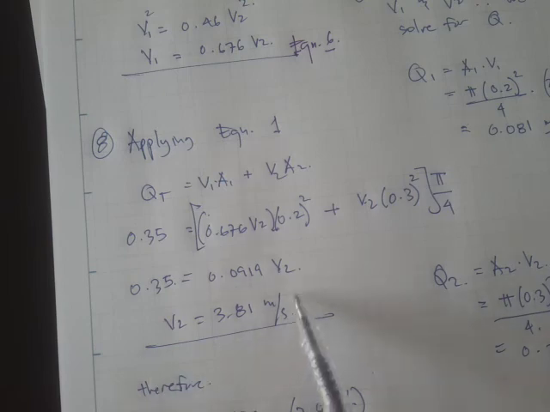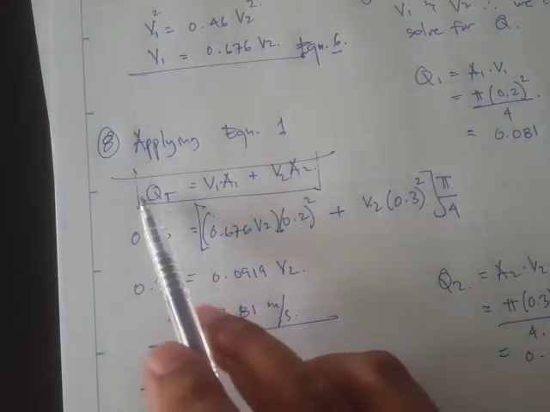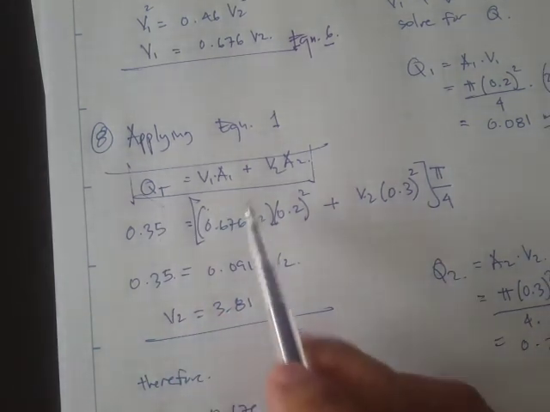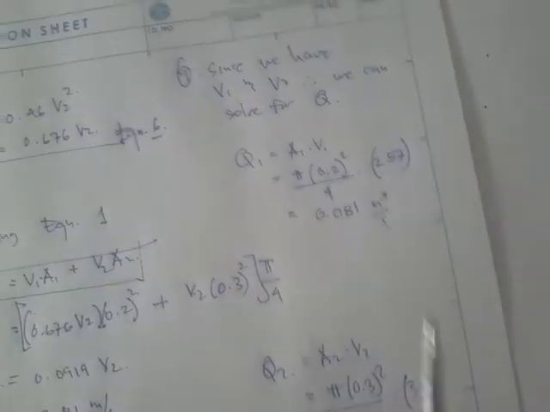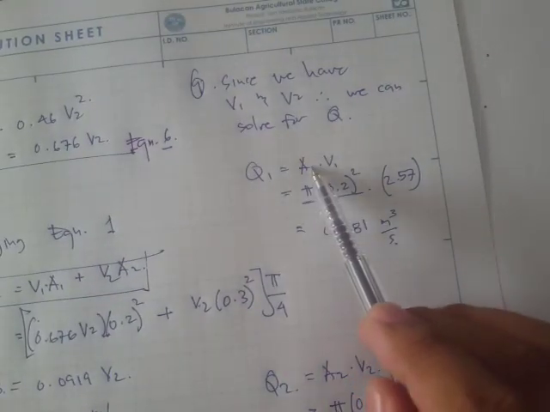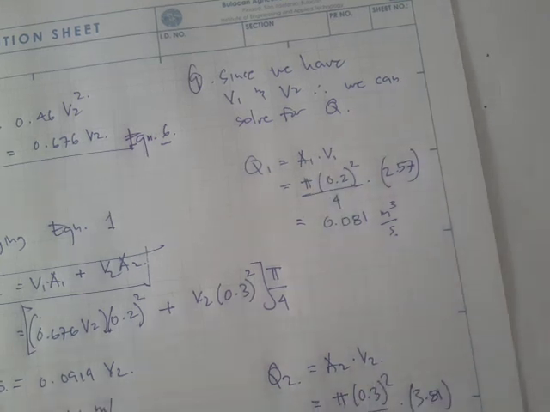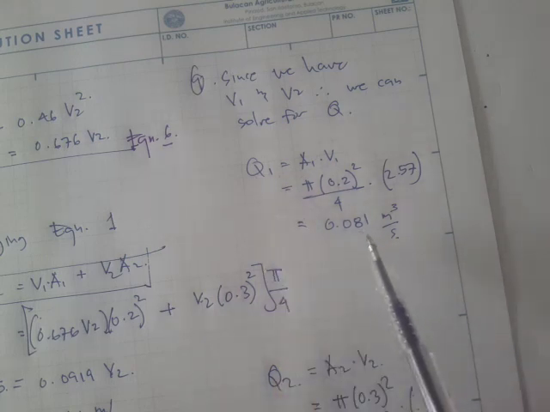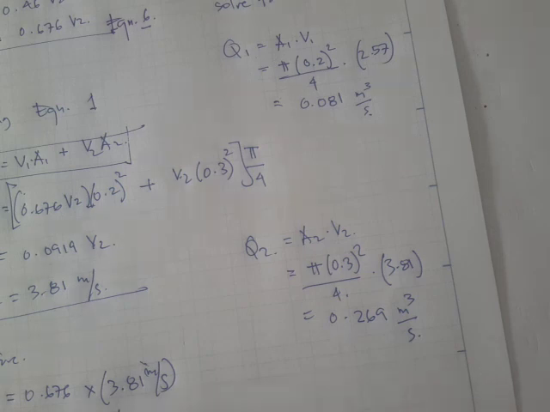And we obtain the values of velocity at 1 and 2 by applying again equation 1, or rule number 1 for parallel connections. Once we have the velocity, and the area is already given, we can solve for the flow rate. Flow rate 1 is 0.081, and flow rate 2 is 0.269.